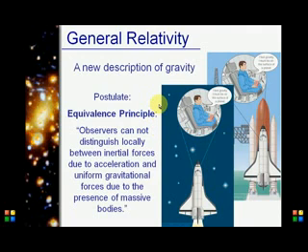So, from the special relativity, Einstein derived the new theory, the general relativity, which made a new description of gravity. The postulate is the equivalence principle. Observers cannot distinguish locally between inertial forces due to acceleration and uniform gravitational forces due to the presence of massive bodies.